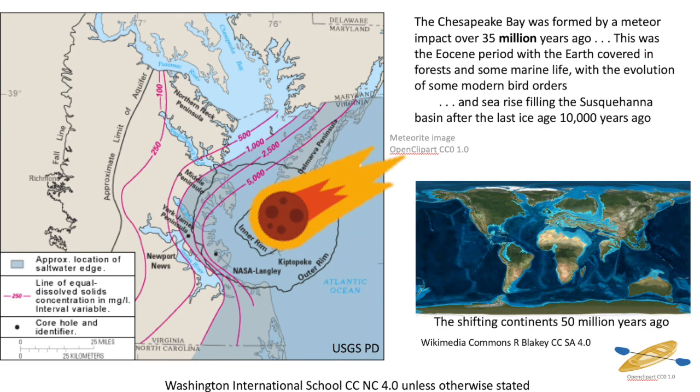Now, the Chesapeake Bay was formed when there was a meteor impact over 35 million years ago during the Eocene period, and the Earth was actually covered in forests with some marine life and with the evolution of some modern bird orders. And for a long while, the ocean didn't go right up to the Susquehanna, and that required a sea rise after the melting of the ice age 10,000 years ago. And you can look at how the continents looked a little bit before that, 50 million years ago.